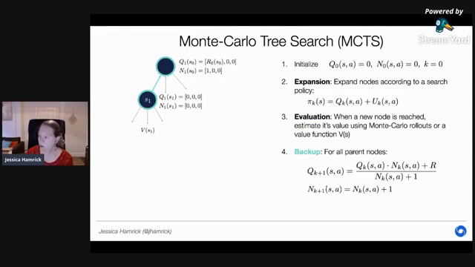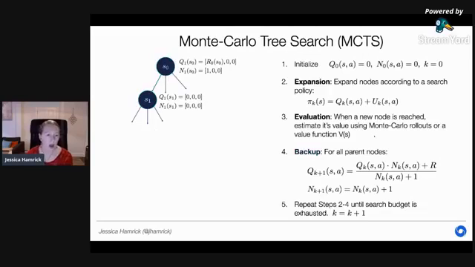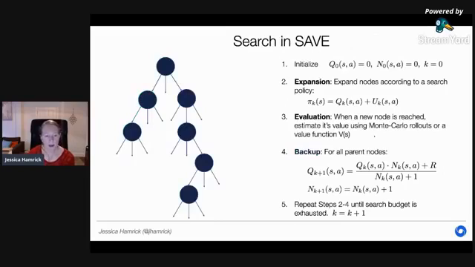Then we perform a backup. So for all of the parent nodes, we update the Q values as just being the empirical mean of all of the traces that have passed through that node before. And we update our visit counts, which makes computing this empirical average in the future easier. And then we repeat this until our search budget is exhausted. So again, we expand until we reach a new node that we haven't seen before. We then evaluate it, and then we back up its value, and so on and so forth until our search budget is exhausted. So MCTS works like this.